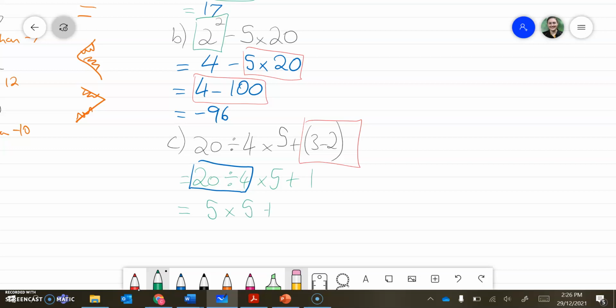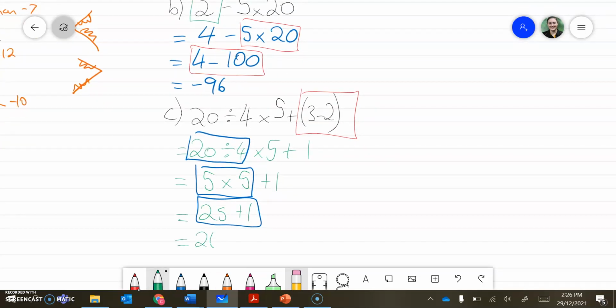So we've got 5 times 5 plus 1. Multiplication, addition. Multiplication happens first. So 25 plus 1. And then we can do our addition. So our solution here is 26.